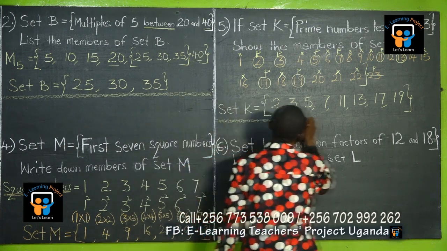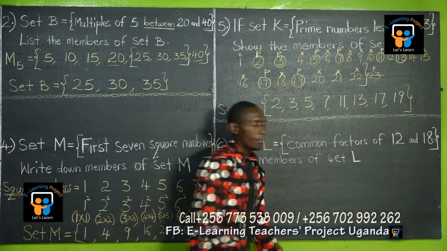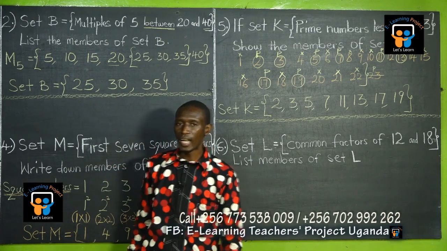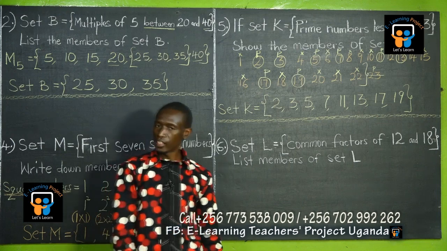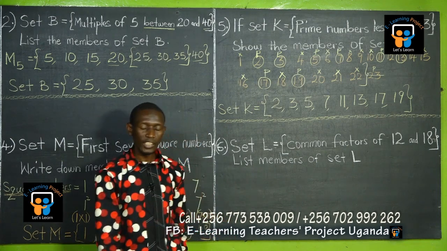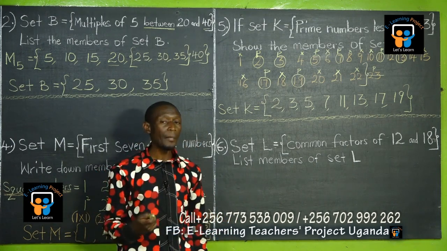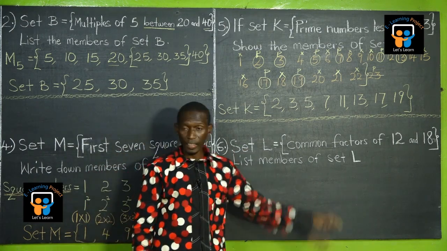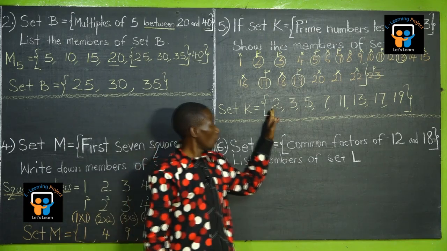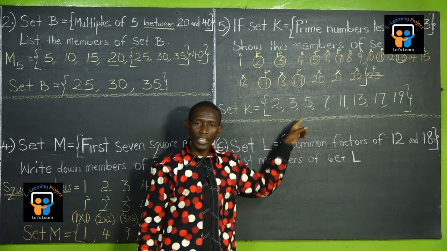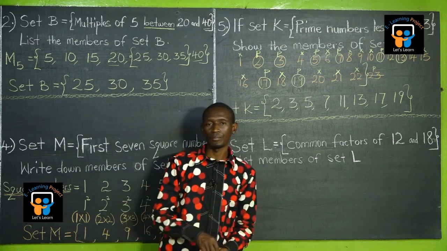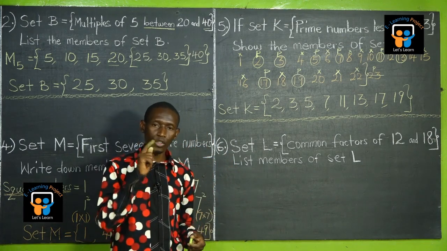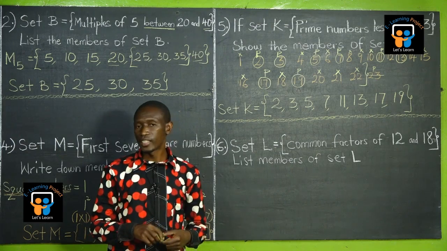So we have written down the numbers of set K. Remember, we are looking at listing elements of a described set. They have described the set K as prime numbers less than 23. So these are the prime numbers less than 23. If you look at all of these numbers, no number can divide them apart from themselves, making them have two factors, 1 and itself.